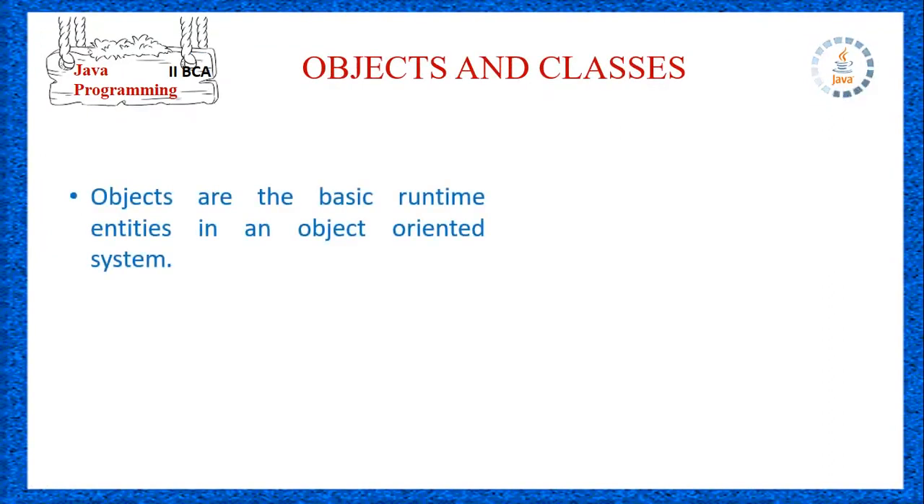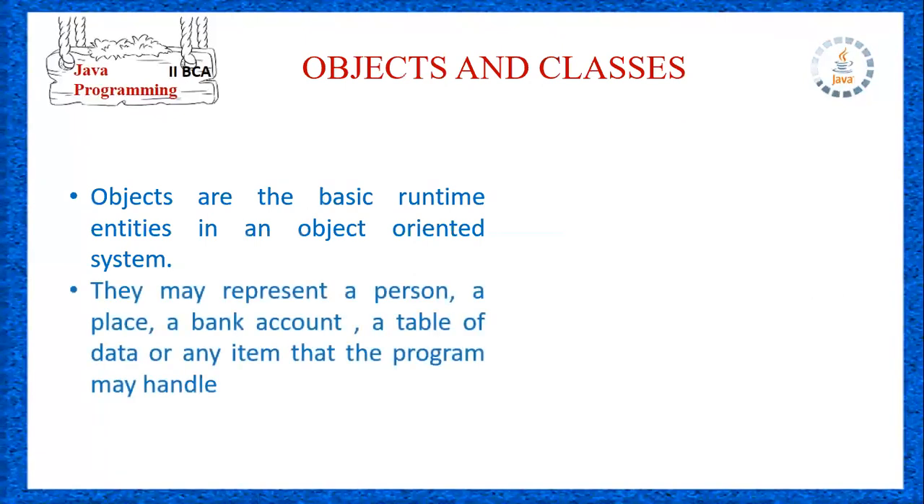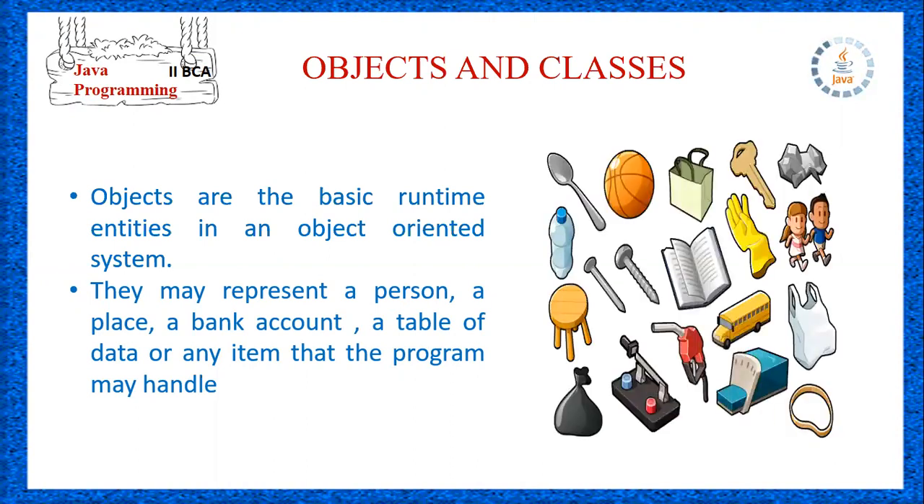The objects are the basic runtime entities in an object-oriented system. So they may represent a person, a place, a bank account, a table of data, or any item that the program may handle. So these all are representing some real world object. The real world objects share two characteristics, state and behavior. All the real world objects have these two characteristics. For example, dogs have states: name, color, breed, hungry; they also have behavior: barking and fetching.